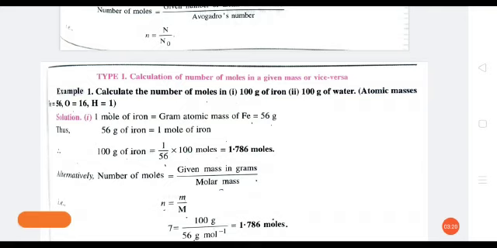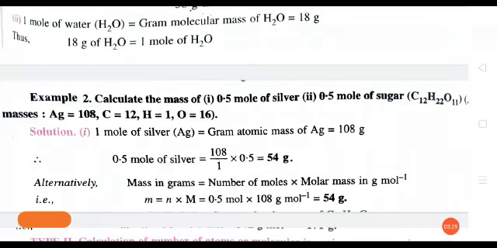As per the type, you see the words vice versa are given. So just opposite questions also we will solve. In the previous one we had to find the moles, and now we have to calculate the mass. One I am telling, 0.5 mole of silver; 0.5 mole of sugar you have to do on your own. All the values are given in your question itself. Two methods are given. We will use the second one. We have to find out the mass.